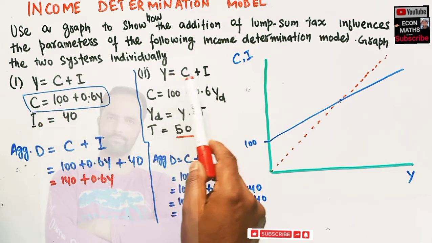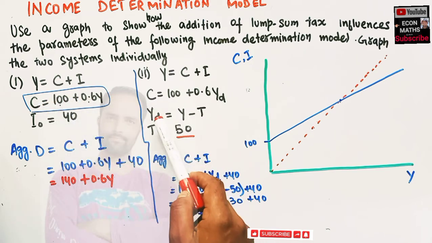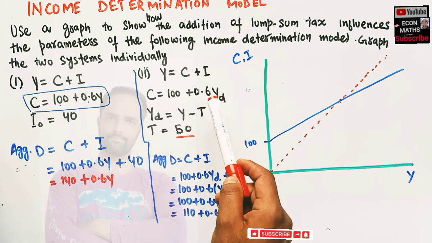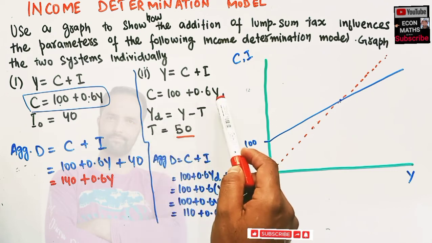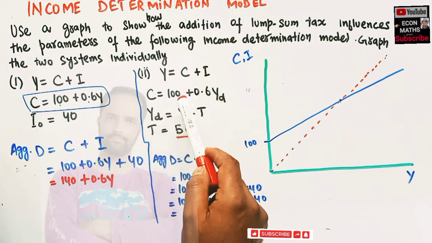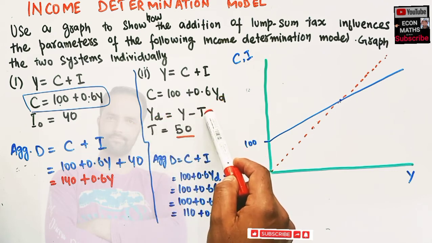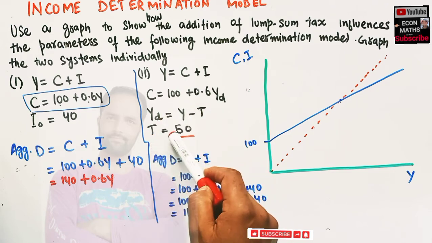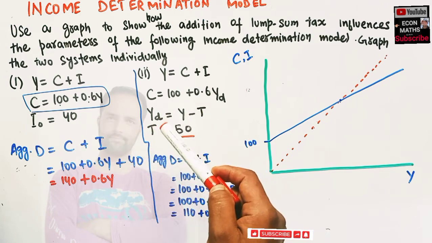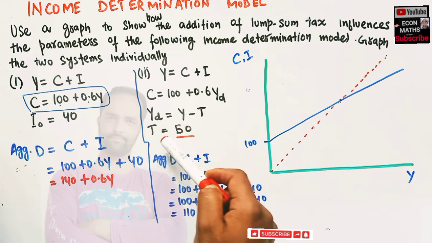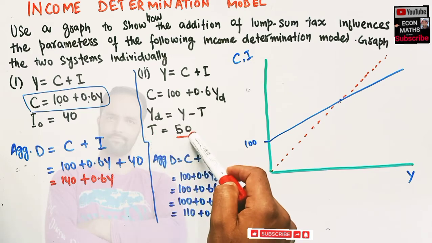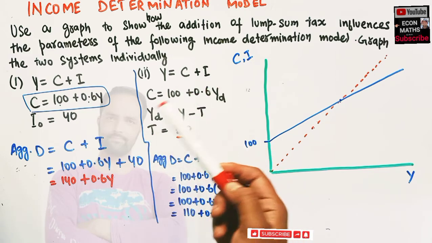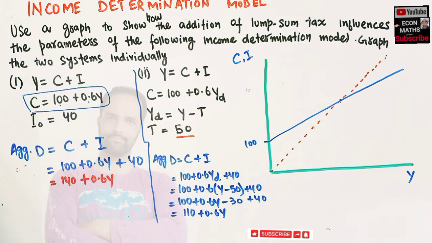In another situation, we have the same consumption function, but in this case we have to incorporate the lump sum tax. So our disposable income will be equal to our total income minus the tax. And since the tax is lump sum, by which we mean a tax independent of income, tax is equal to 50 here. We need to graph this result. Our aggregate demand should be equal to consumption expenditure plus investment expenditure.